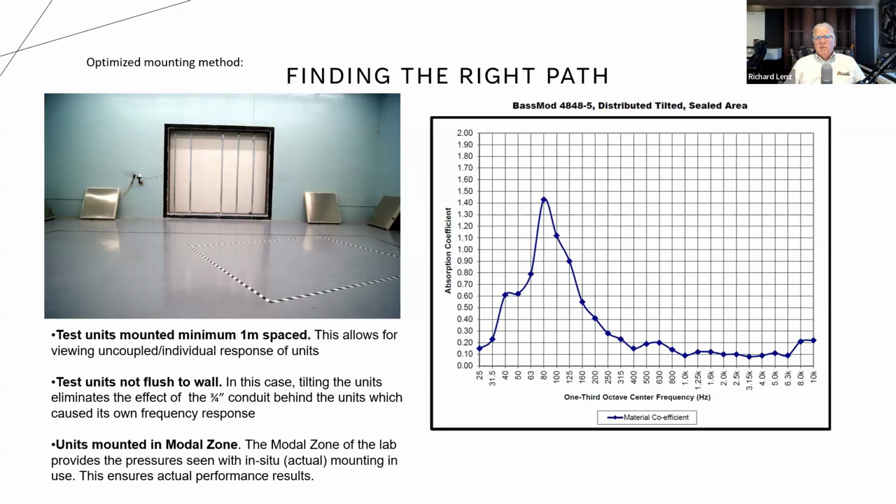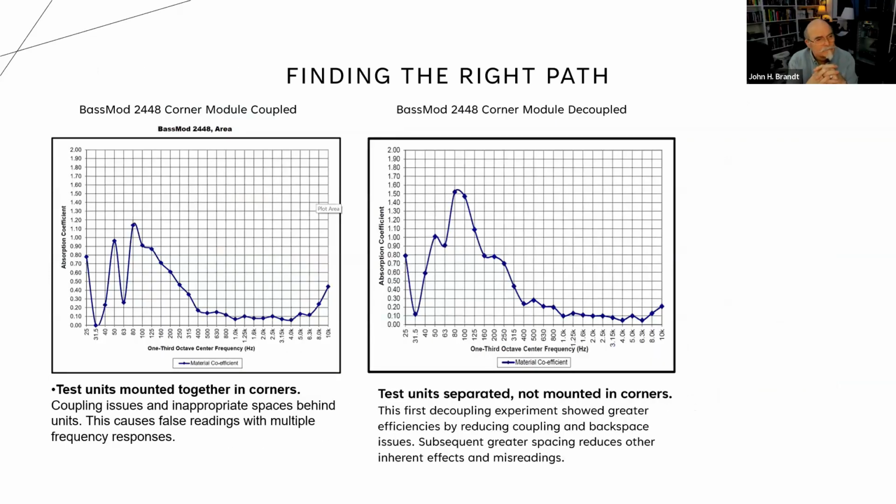It really reduced the upper frequency issues, which again, I think were caused by diffraction, and practically eliminated anything below the center frequency. It was really an eye-opening experience for us to be able to see how these units can perform individually when tested properly. So, this is the one I was telling you about, that the BassMod 2448 was the first model where it came up with that left result that you see there.